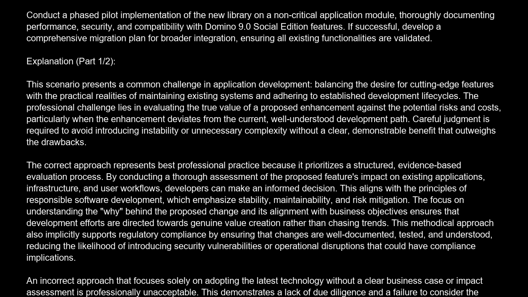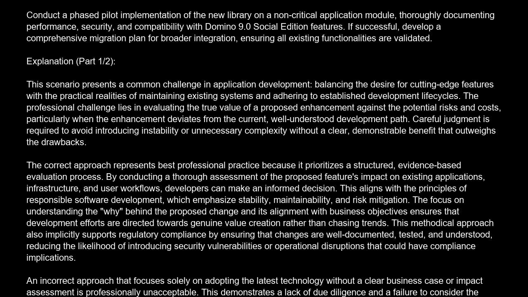The correct approach represents best professional practice because it prioritizes a structured, evidence-based evaluation process. By conducting a thorough assessment of the proposed features' impact on existing applications, infrastructure, and user workflows, developers can make an informed decision. This aligns with the principles of responsible software development, which emphasize stability, maintainability, and risk mitigation. The focus on understanding the why behind the proposed change and its alignment with business objectives ensures that development efforts are directed towards genuine value creation rather than chasing trends.